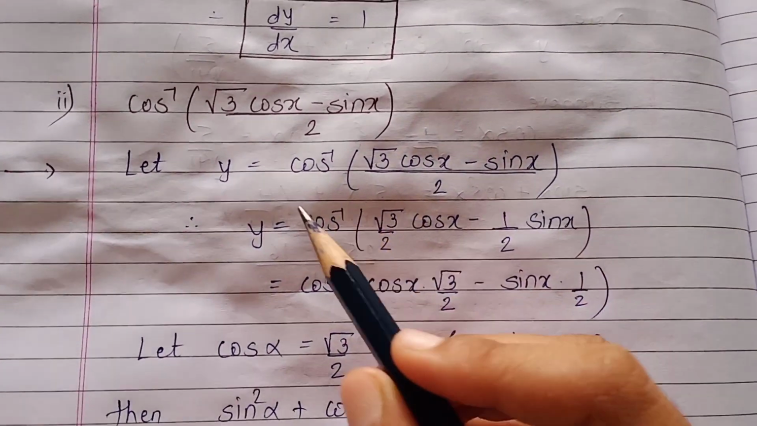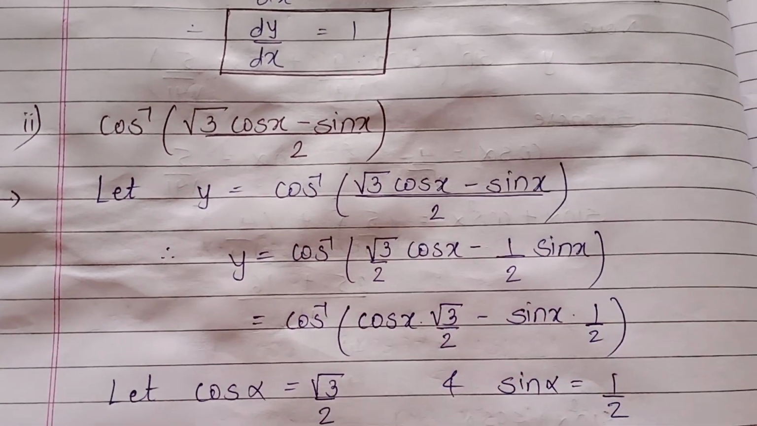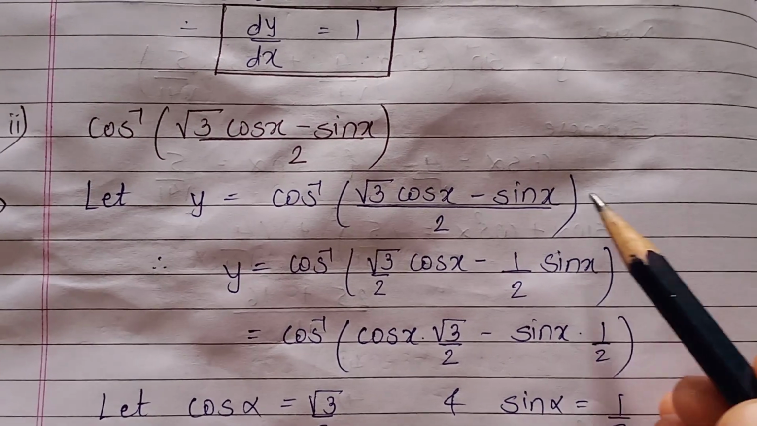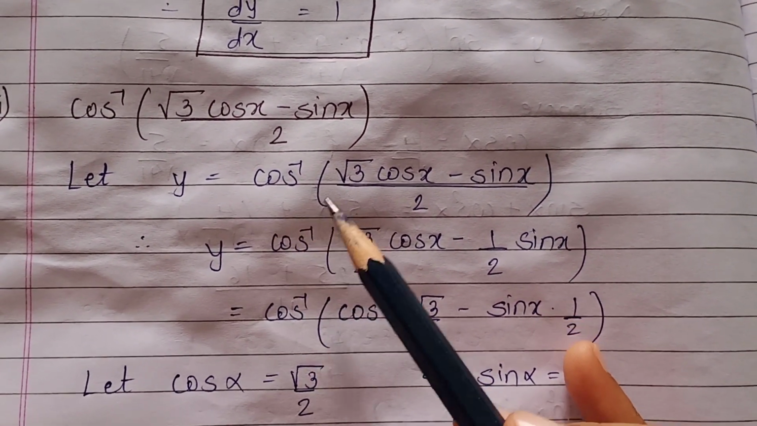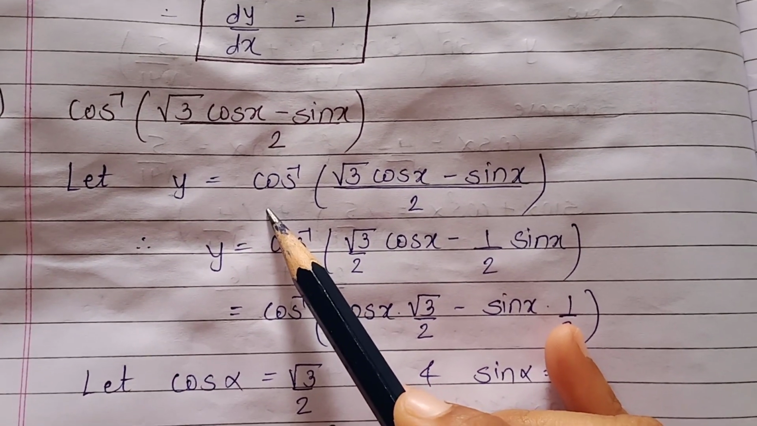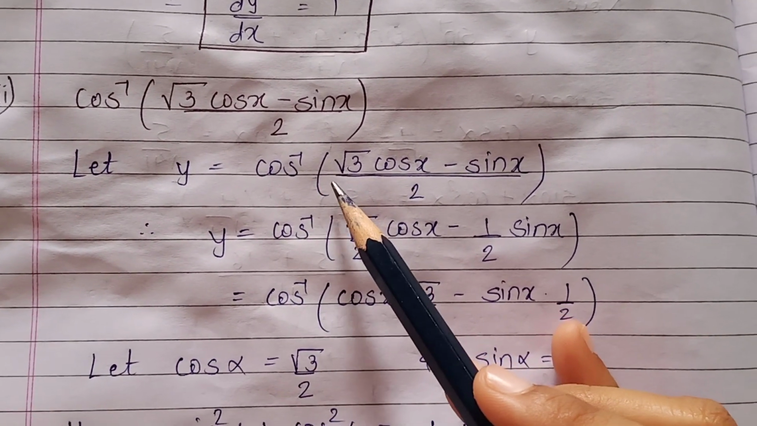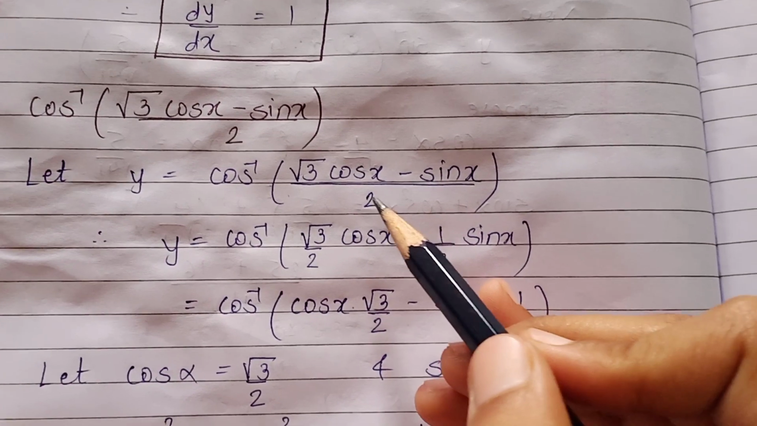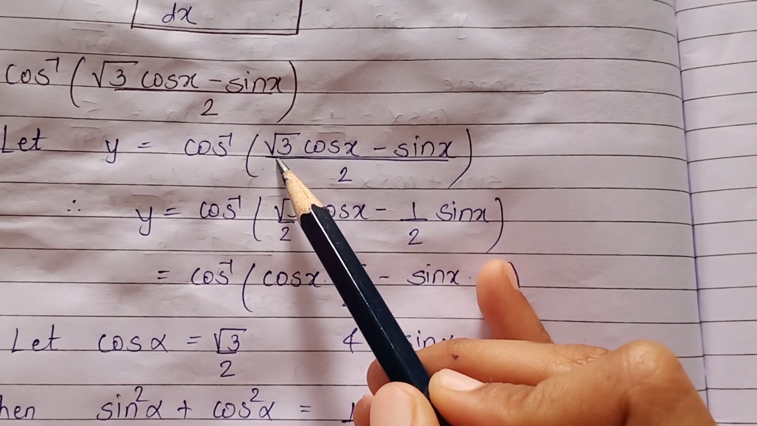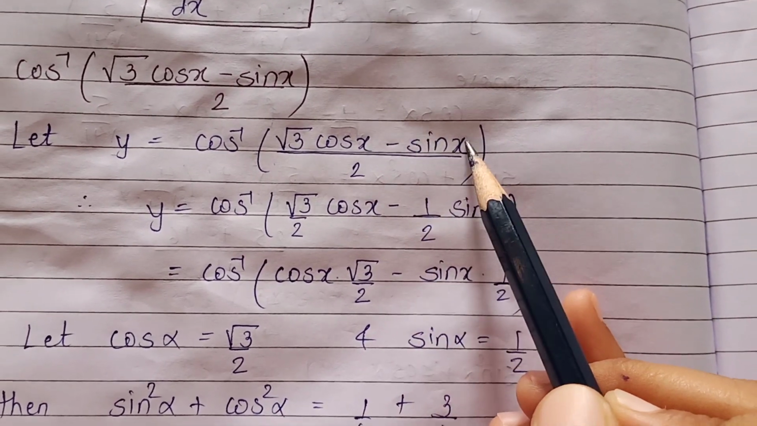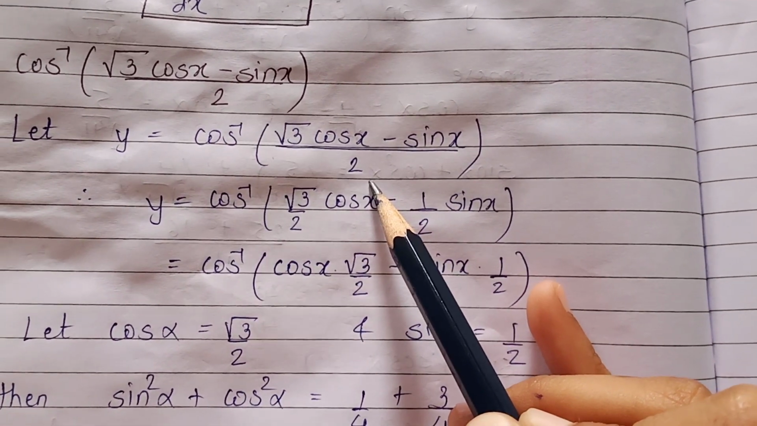Similar kind of example in terms of cos. Now this is cos inverse of (root 3 cos x minus sin x) upon 2. So let's consider that function as y. Now see, this is cos inverse. It means we have to arrange cos inside. So now see this. It is root 3 cos x minus sin x upon 2.